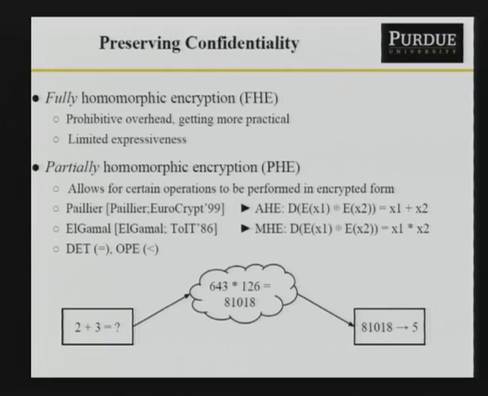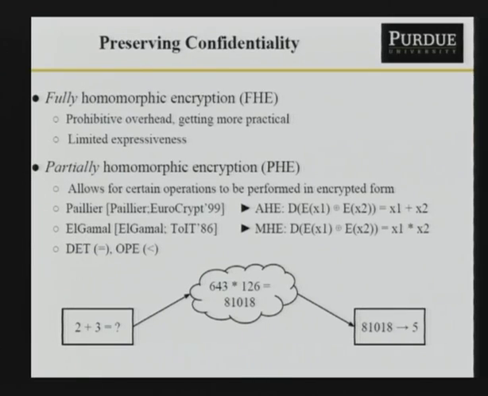And on top of that, there are schemes that are deterministic, which means that if you encrypt the same value twice, you get the exact same value, hence the name deterministic, which then allows you to do equality comparisons on ciphertexts. And also, there are schemes that support order preserving, which allows you, if you encrypt two values, the order of those values is preserved, and hence you can do inequality comparisons.